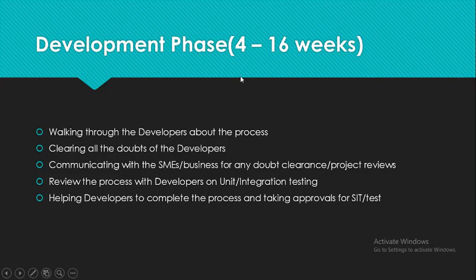Here also I have given the timeline for the entire development, which is 4 to 16 weeks. And this includes the unit testing and the integration testing. So the main responsibility of a robotic process automation business analyst in this particular phase is walking the developers through the process. You'll have to walk through each and every step of the process, including the exceptions, everything, from A to Z.